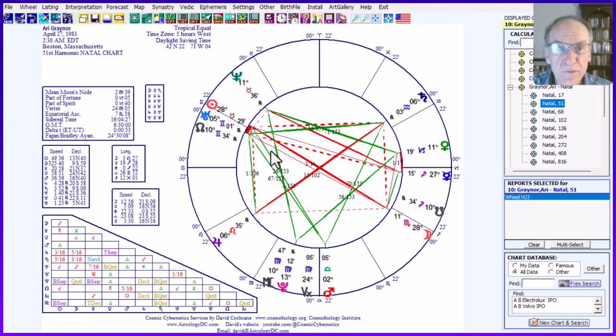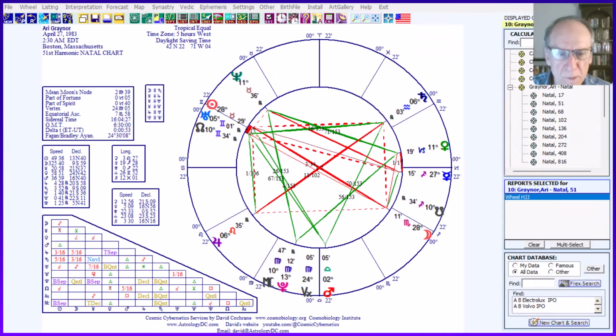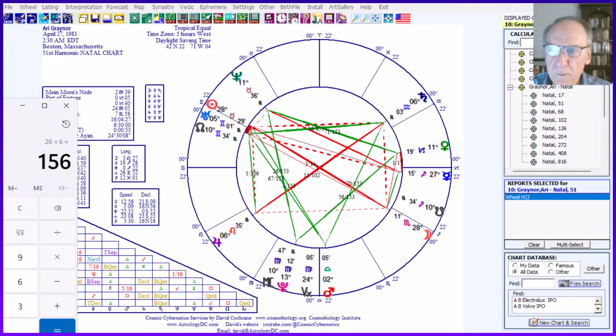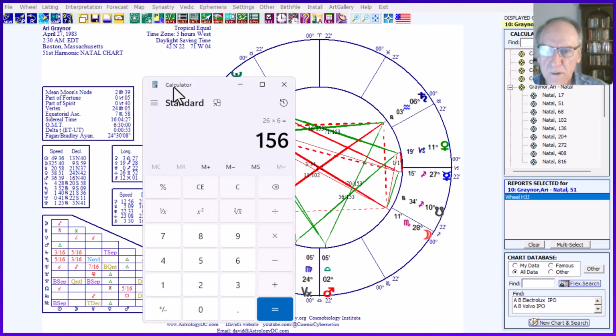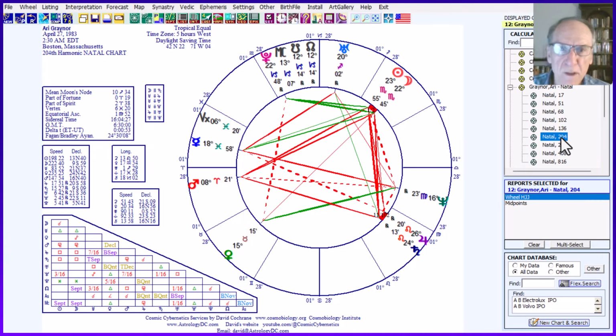When we go to 17 times 12, if we do that on a calculator, whoops, sorry about that. I didn't mean to bring that up. We closed that. I meant to bring up a calculator. If we bring up a calculator and type 17 times 12, we find out that it's 204. If we look at our 204 vibration, we see the 4 planets tightly connected.